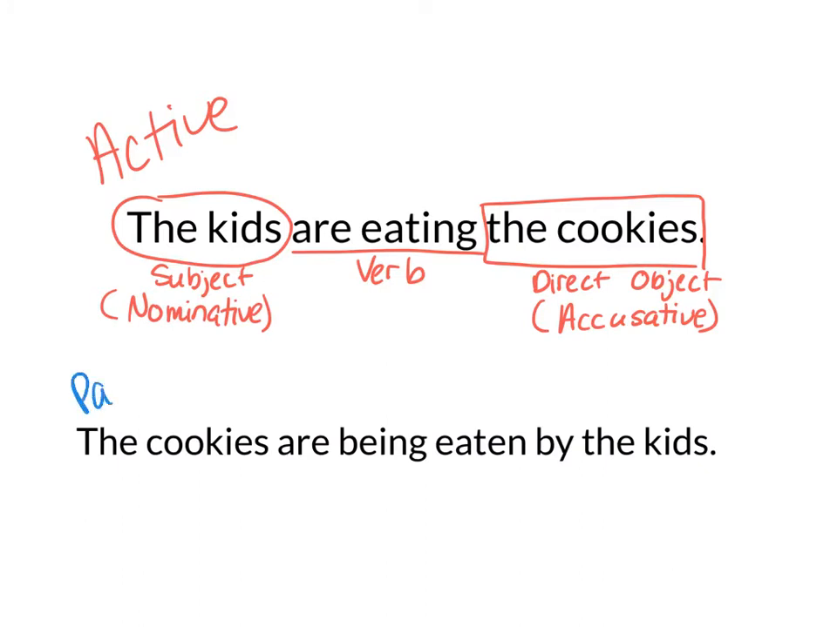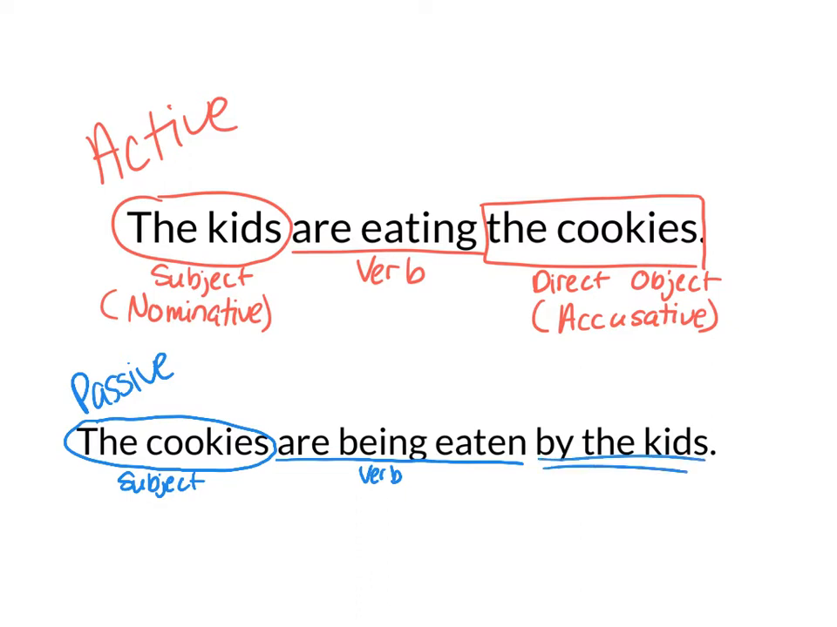Okay, so let's look at the same idea, but this time in the passive voice. So in an active sentence, the subject does the verb, but in a passive sentence, the subject gets the verb done to it. That's what makes it passive. So the cookies are being eaten. Now this part, by the kids, that's what's called the agent. That tells you who is doing it.